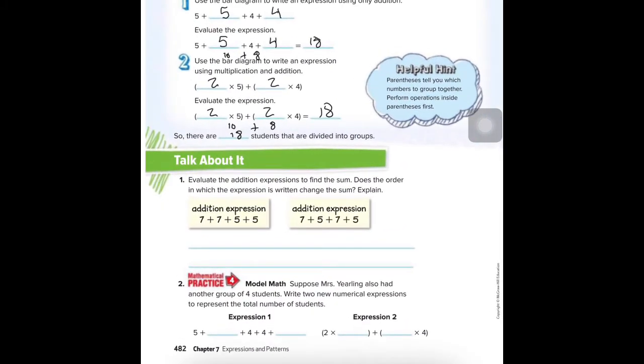Number 1. Evaluate the addition expressions to find the sum. Does the order in which the expression is written change the sum? So if we did 7 plus 7 plus 5 plus 5, what would that equal? This would be 14 and 10. Add those together, it'd be 24.